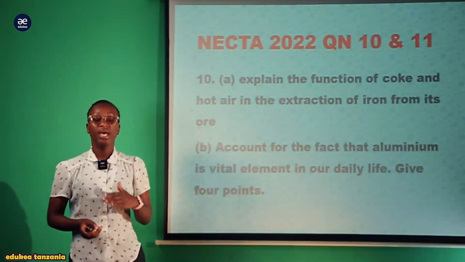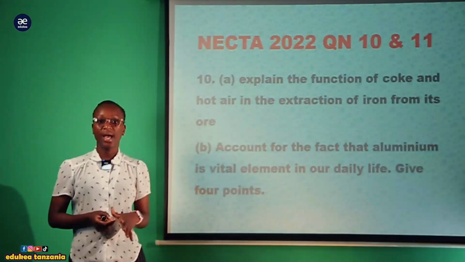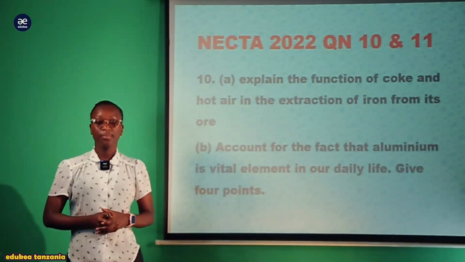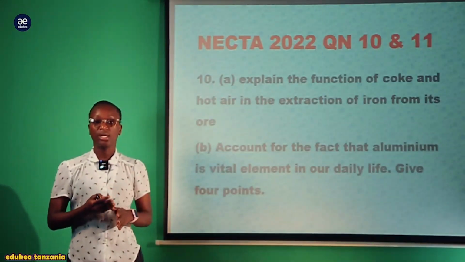So my students, hilo ndo swali la 10 part A na part B ilikuwa hivyo, na kupitia discussion yetu ya leo we are going to see their answers. Very simple, and we are going to see how to answer in a correct way, in a correct system.